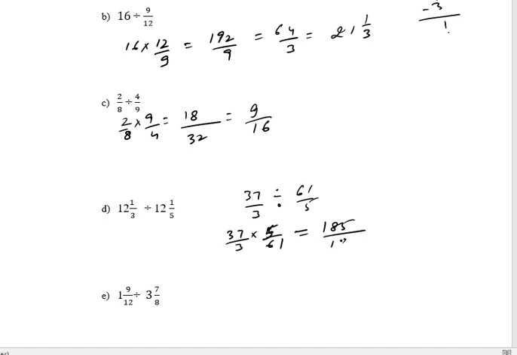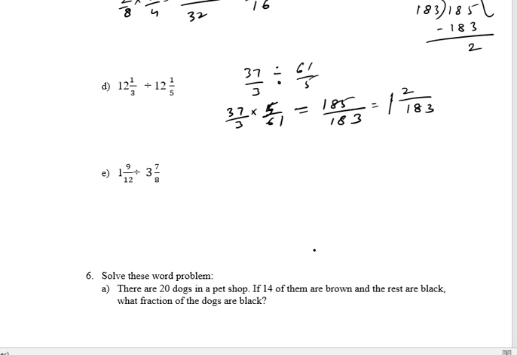So it will become 185 upon 183, and we cannot simplify it because it is not going further. When we divide 185 by 183, 183 ones are 183, and when we subtract, 5 minus 3 will be 2. So quotient is 1, remainder is 2, and the denominator is 183. So this is the answer. Let's move to E part.